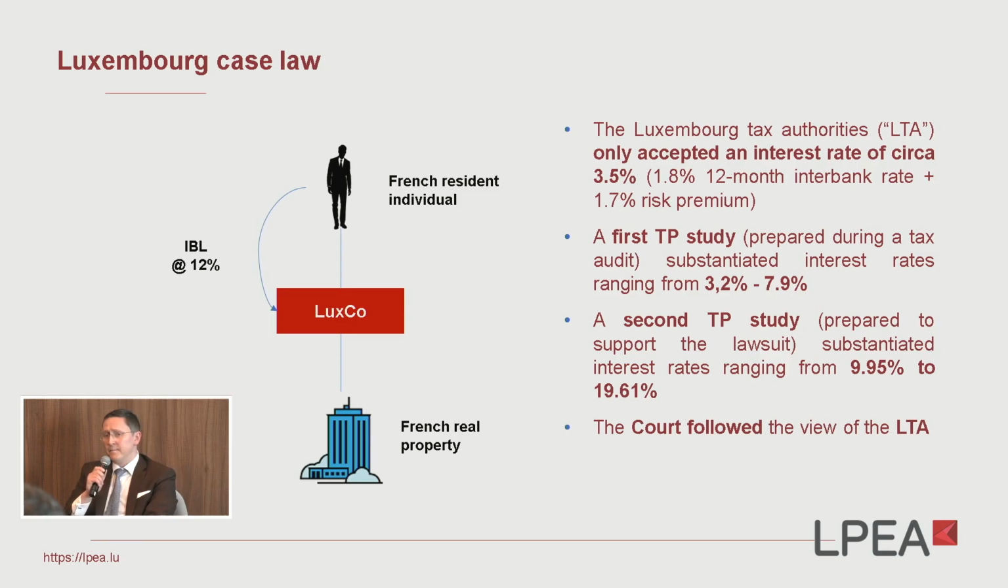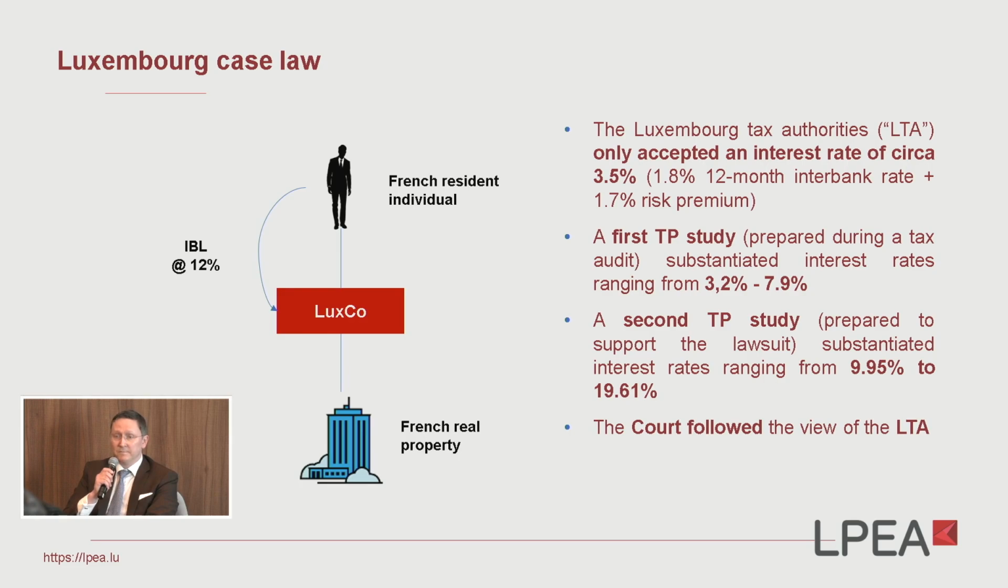Now, here the tax authorities challenged the taxpayer, who, by the way, did not produce any transfer pricing documentation when implementing the investment structure. The tax authorities reached a conclusion that the arm's length interest rate should be 3.5%.